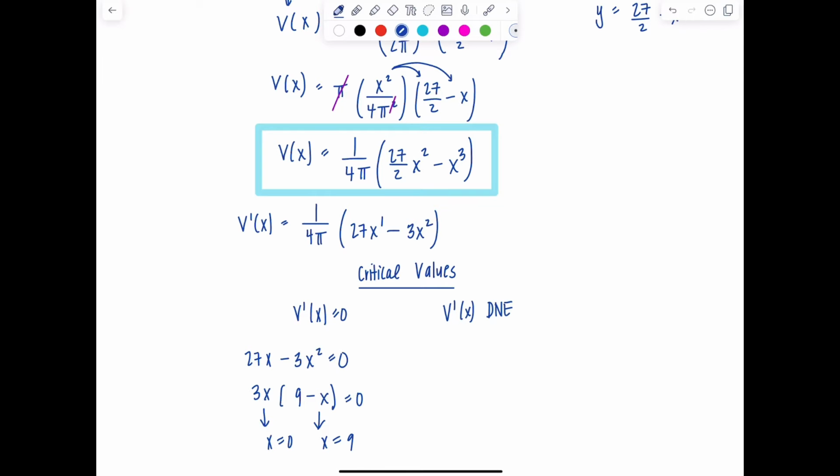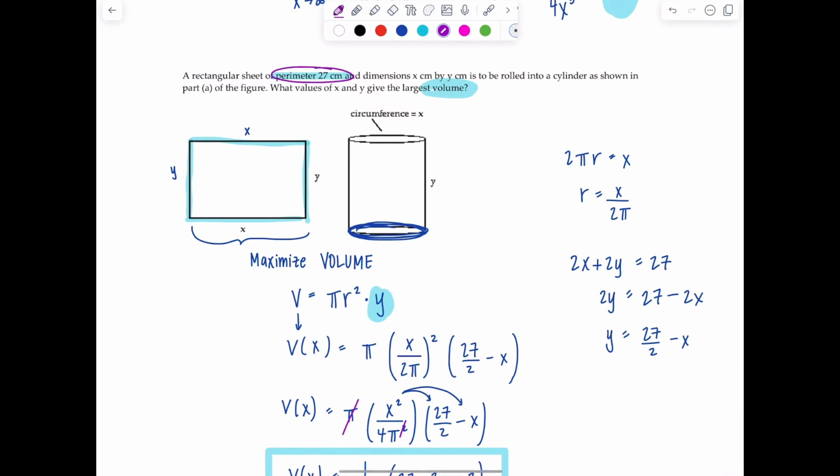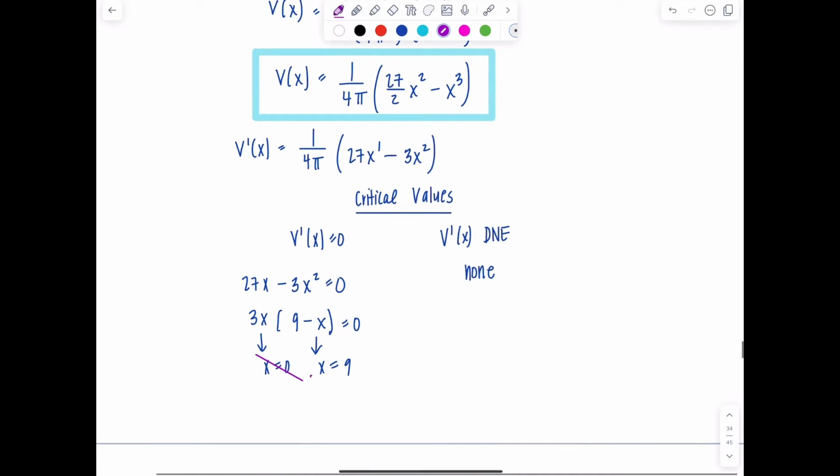V prime does not exist? That doesn't happen anywhere. Notice there's nowhere that this is undefined. It's a polynomial, in fact, so that's not necessary. Okay. I'm going to throw away x equals 0. That's not in the domain of the problem because they told me the perimeter is 27 centimeters, so it wouldn't make sense for x to be 0. We wouldn't even have a rectangle. We wouldn't even be making a cylinder, you know? Okay, so I suspect the only critical value of importance is x equals 9. That one should yield the max volume, but I need to confirm that x equals 9 yields the max volume.